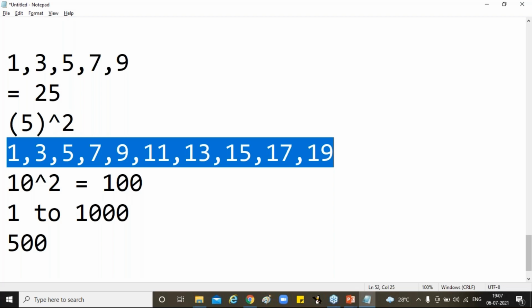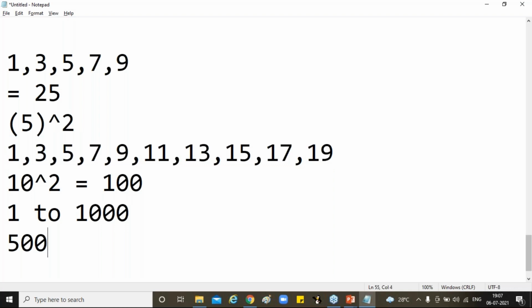1 plus 3 plus 5 plus 7 plus 9 plus 11 plus 13 and so on up to 19. Similarly, if you understand the logic for the smaller numbers, apply the same logic for 1 to 1000: 1, 3, 5, 7, 9, 991, 993 and so on up to 999. There are 500 odd numbers. The sum should be 500 square, which is 5 square means 25, 100 square means 4 zeros.